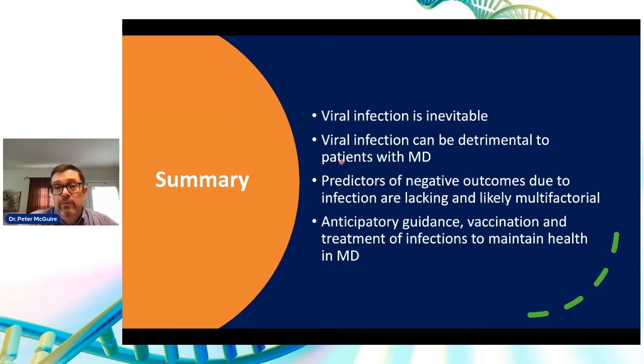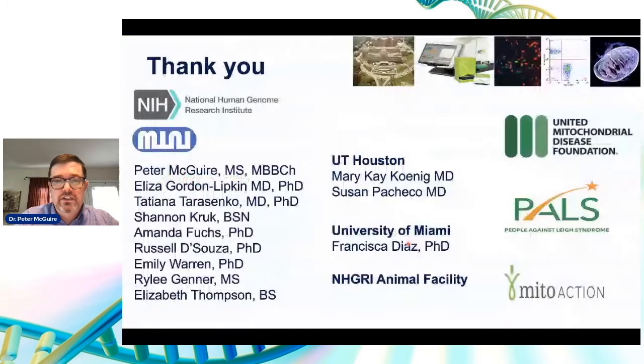Viral infection can be detrimental to patients with mitochondrial disease, as well as many other different types of inborn errors of metabolism. And as for predictors of negative outcomes due to infection, we just don't know what they are. We don't know what individuals are going to have trouble with infection and what individuals are not going to have trouble with infection. So that's why we're working on it. And it's likely multifactorial. Many different factors are involved. What we can do in the meantime is offer anticipatory guidance, vaccination, and treatment of infections to try and maintain health in patients with mitochondrial disease.